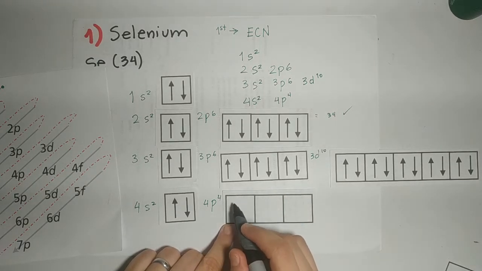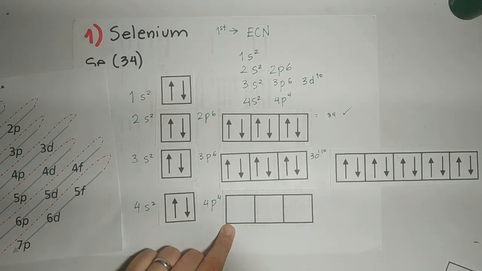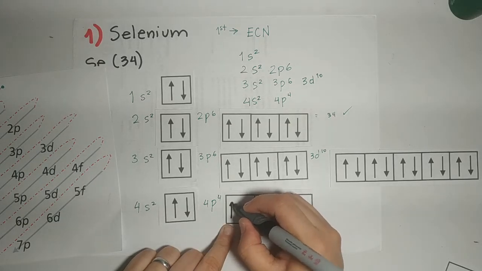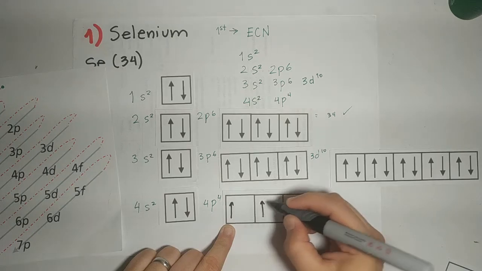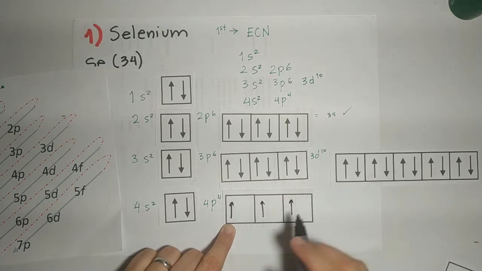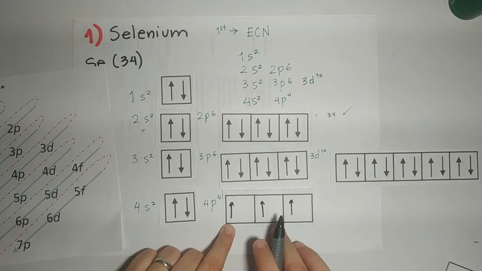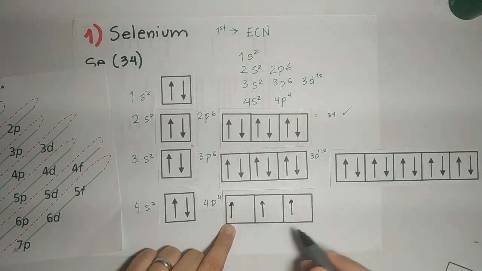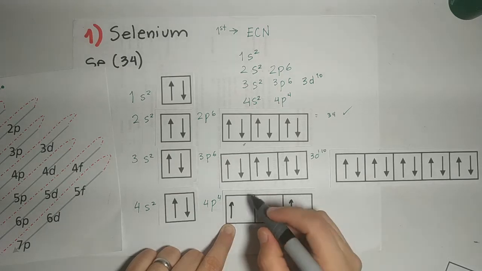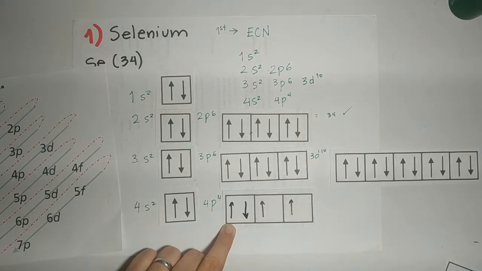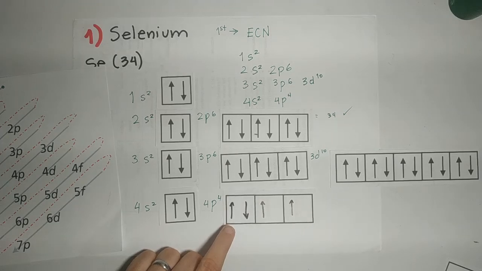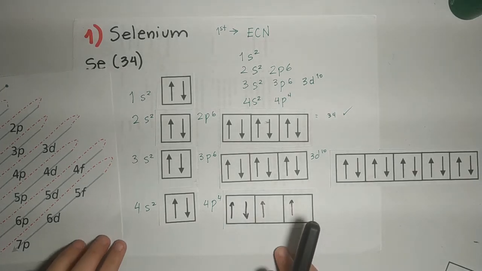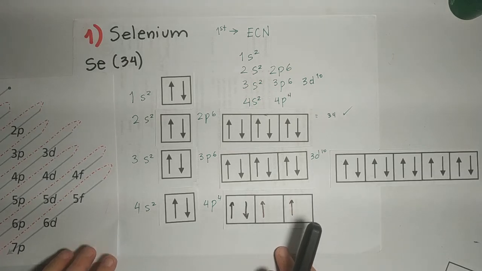So we start in each box, every arrow upward. Three. Now, I don't need 3, I need 4. So the next arrow, you come to the first box, and now you do it downward. And there you go. That is the orbital notation for selenium. Now let's do another example.